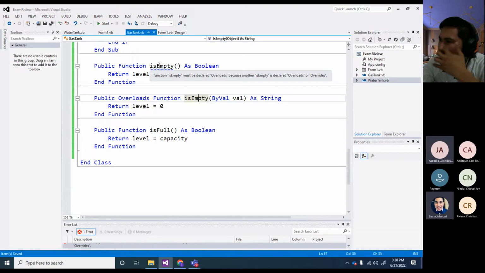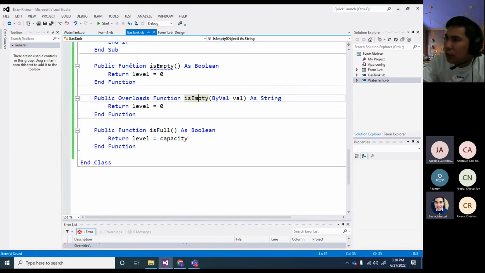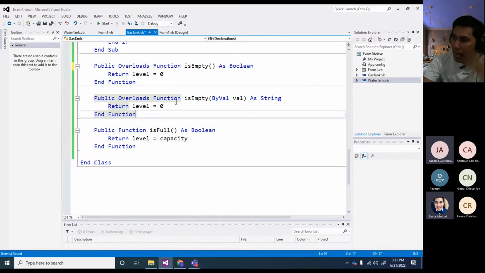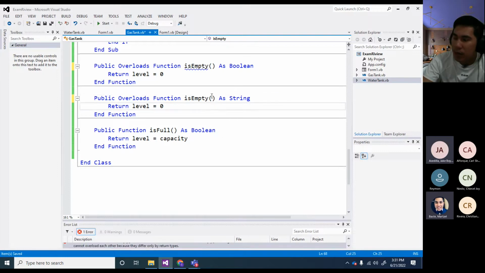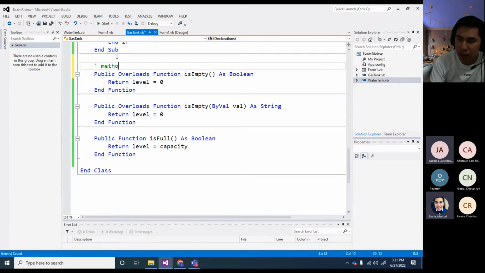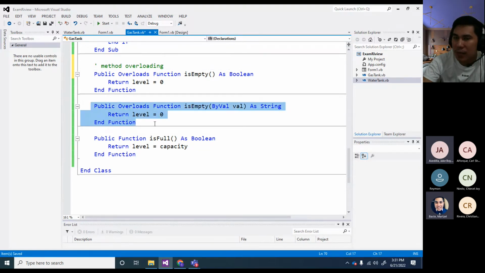Wait, what? The function must be declared with Overloads. Okay, so as you can notice, I can overload as long as I put Overloads. This is what we call method overloading: same name but different behavior. They have different behaviors, but this is not the best fit for SMT.